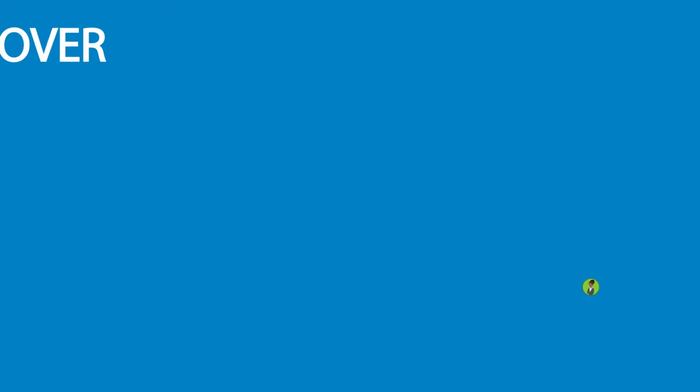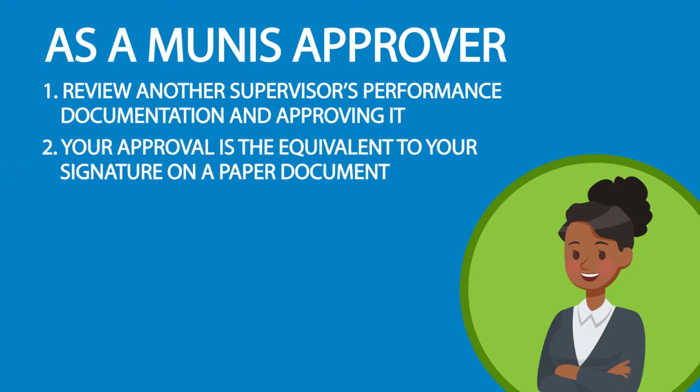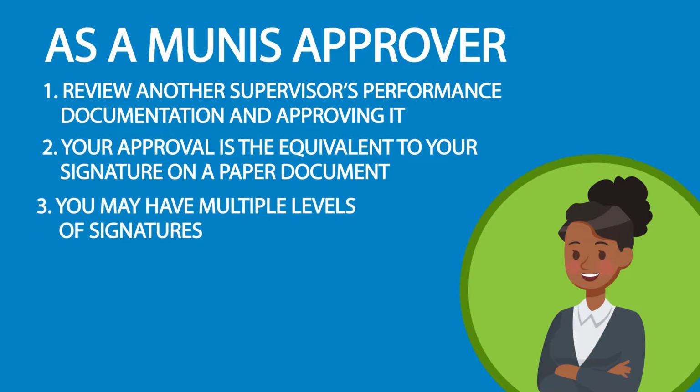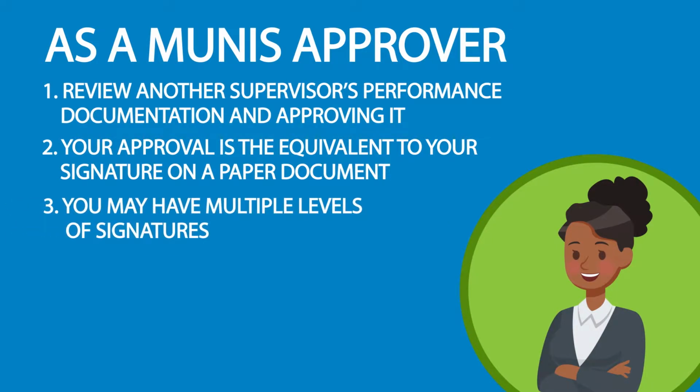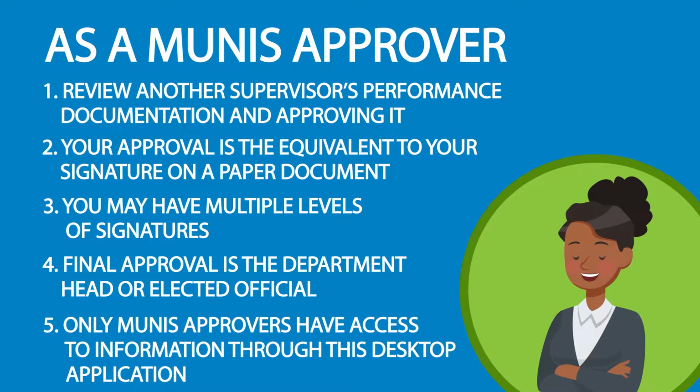As a Munis approver, you will be reviewing another supervisor's performance documentation and approving it. Your approval is the equivalent to your signature on a paper document. Depending on your department, you may have multiple levels of signatures, with the final approval being the department head or elected official. Typically, only Munis approvers have access to information through this desktop application.